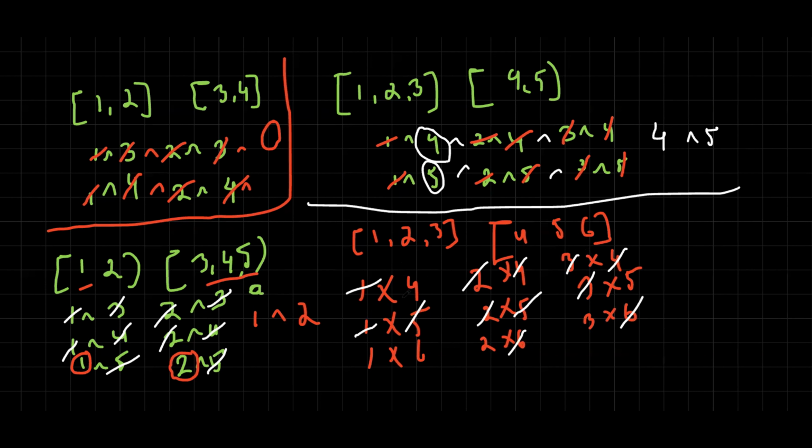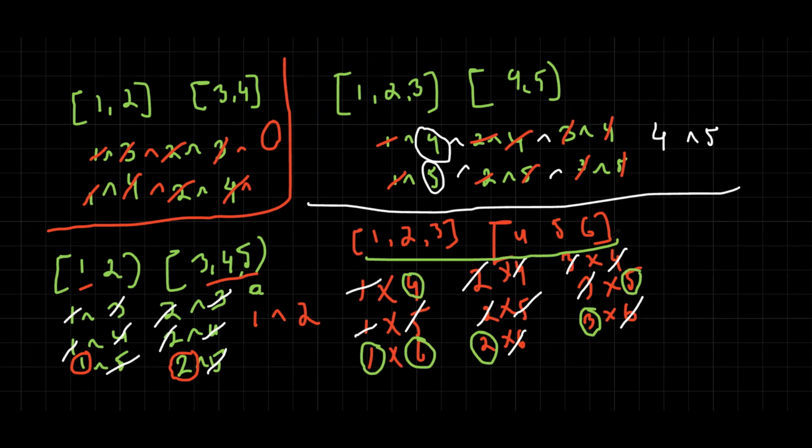But we have seen that the elements remaining will be 1, 6, 2, 3, 4, and 5. So we can say that if both of the arrays are odd length, that means the answer will be the XOR of all the elements in both of the arrays. So here the algorithm is pretty simple.